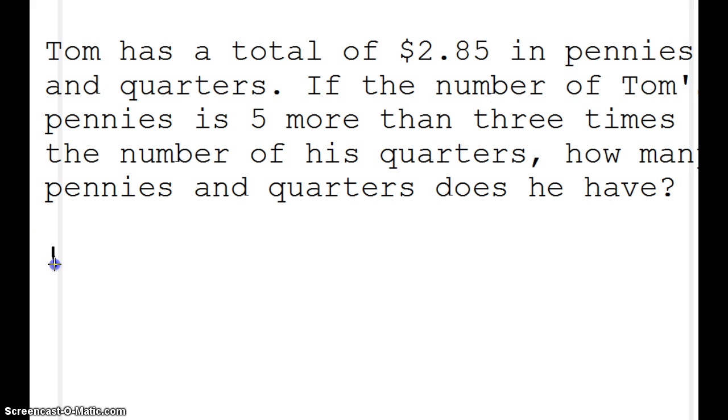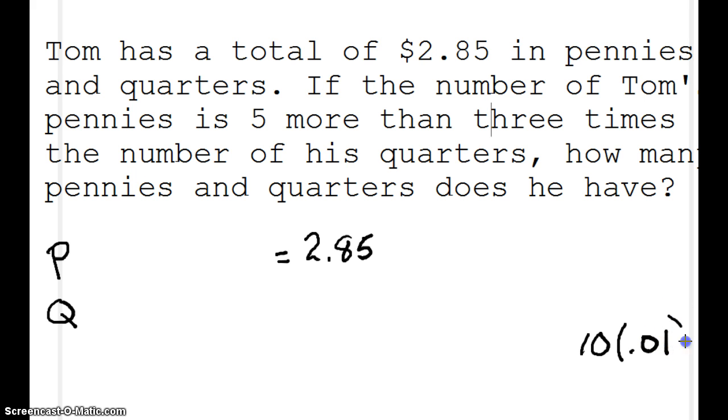So how many unknowns do we have? Well, we have pennies and we have quarters. It says here that Tom has a total of $2.85 in pennies and quarters. Well, if I had 10 pennies, what would I multiply that by? Let's take a look at that. If I had 10 pennies, what would I multiply it by to figure out how much money I had?